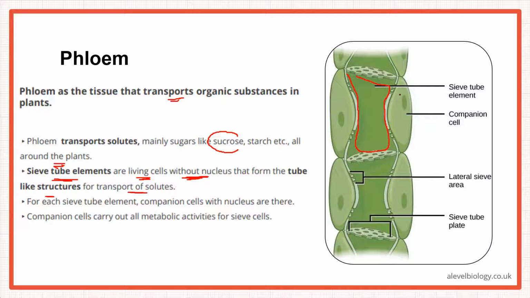For each sieve tube element, you can see there are companion cells next to them. This is a companion cell, and you can see it has a nucleus. It will have all the cellular organelles that are found in a typical plant cell. Companion cells carry out all the metabolic activities for the sieve cells, because they have all the components, and then you can see the plasmodesmata. Components will then be transferred to the sieve tube elements.